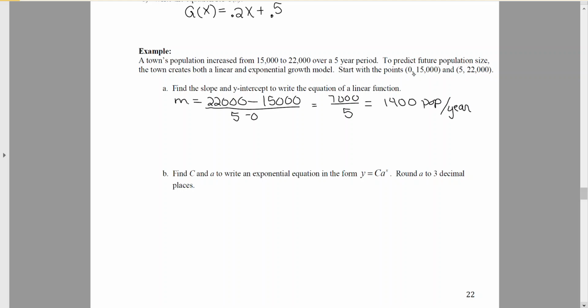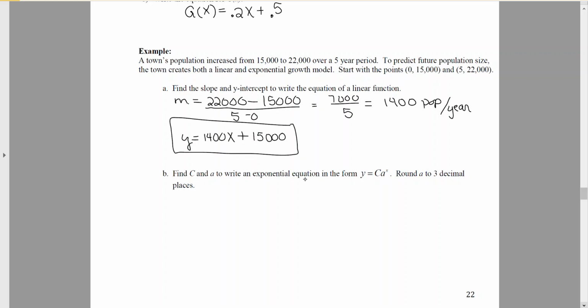The y-intercept is given to me in this point, because when x equals 0, there's my y-intercept, 15,000. So when I go to write the equation, y equals mx plus b, I know what my m is, and I know what my b value is, 15,000. And that would be your equation, your linear equation, representing those 2 points, or going through those 2 points.